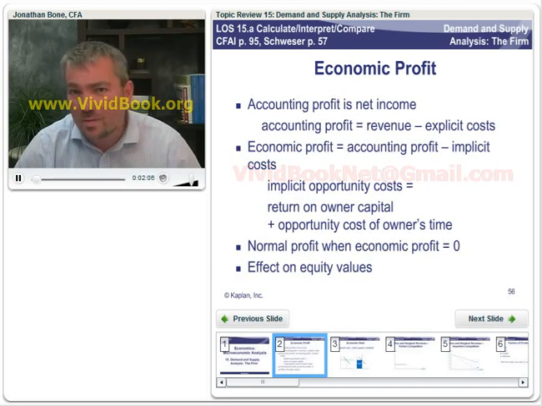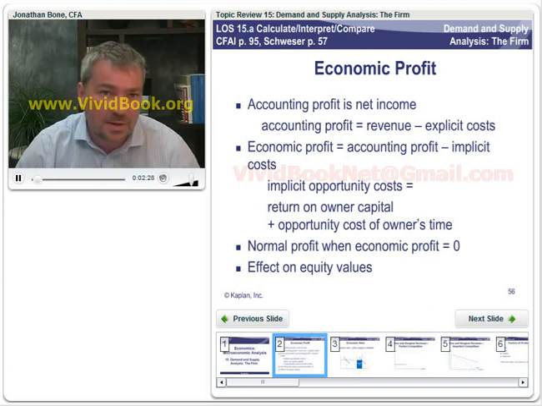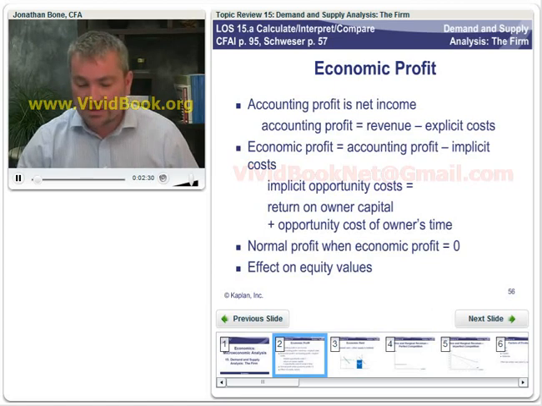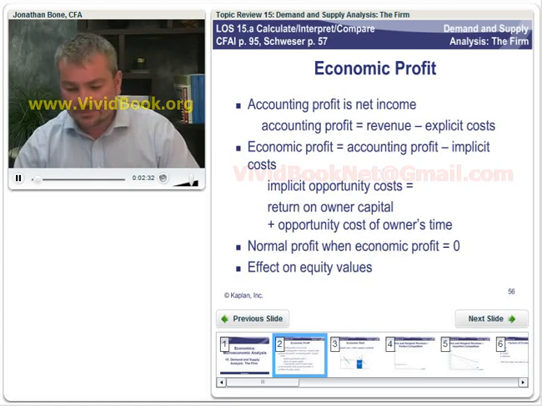Now, normal profit is simply economic profit that equals zero. In other words, zero economic profit does not mean zero accounting profit. We'll still have a positive accounting profit even if our economic profit is zero. It will have an effect on equity values. Well, of course it will, because if we're earning economic profits, we're exceeding the investor's required returns, and therefore prices should rise.